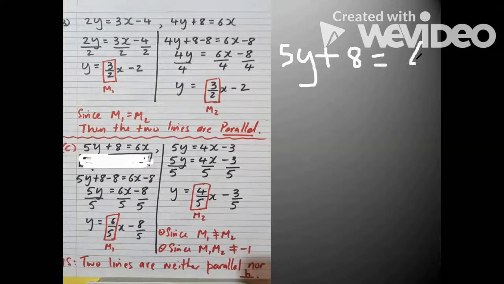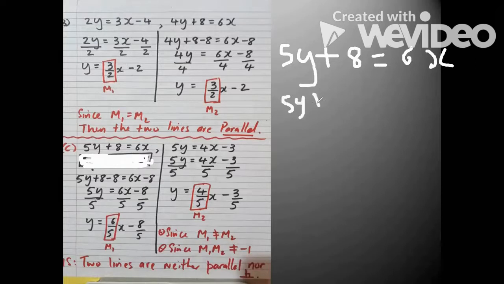All right, let me write that properly. So we need to get this in the form of y equals mx plus c. So we don't need this +8 here. It's very similar to this one, isn't it? Come to think of it. So we don't need this +8, so we need to get rid of the +8.